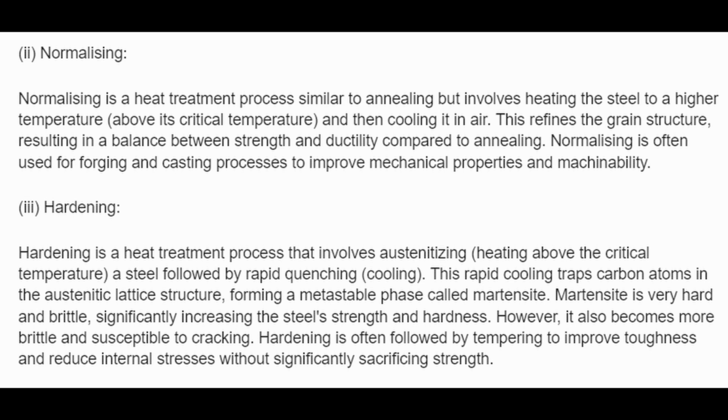3. Hardening. Hardening is a heat treatment process that involves austenitizing, heating above the critical temperature of steel, followed by rapid quenching or cooling. This rapid cooling traps carbon atoms in the austenitic lattice structure, forming a metastable phase called martensite. Martensite is very hard and brittle, significantly increasing the steel's strength and hardness. However, it becomes more brittle and susceptible to cracking. Hardening is often followed by tempering to improve toughness and reduce internal stresses without significantly sacrificing strength.